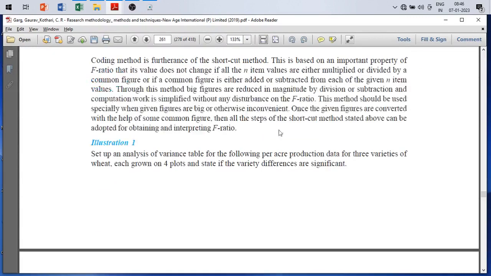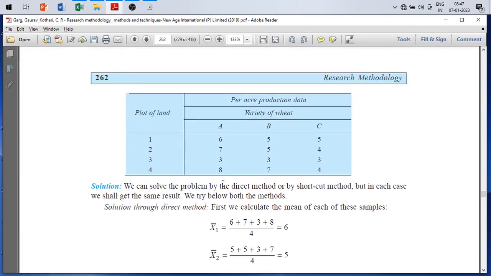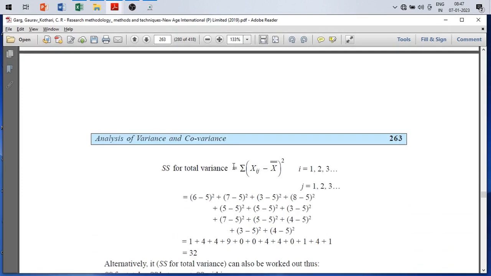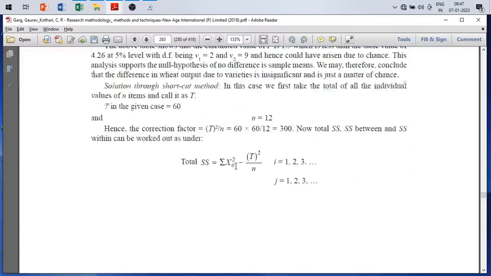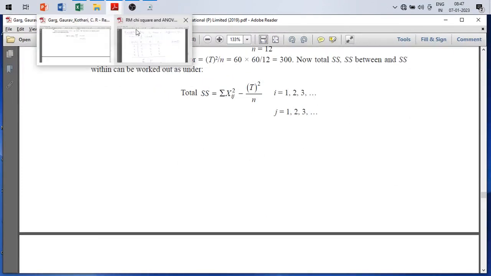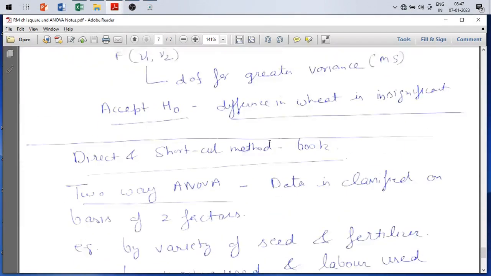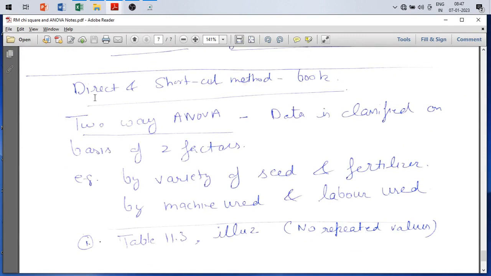Okay, so I will suggest you do this example, illustration one, that I showed you, by using both methods yourself. You can make sure you can do it. So we already talked about direct and shortcut method. You should know how to apply these methods for this one-way ANOVA.